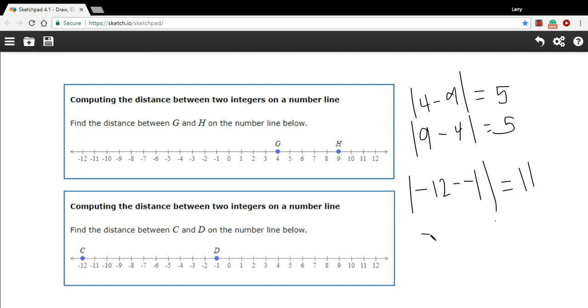If we try it the other way, negative 1 minus a negative 12, negative 1 plus 12, minus a negative is like plus, that'd be 11. The absolute value of 11 is 11. So these are 11 apart. So however you do it, if you want to count, or if you want to subtract and take the absolute value, either way will work.